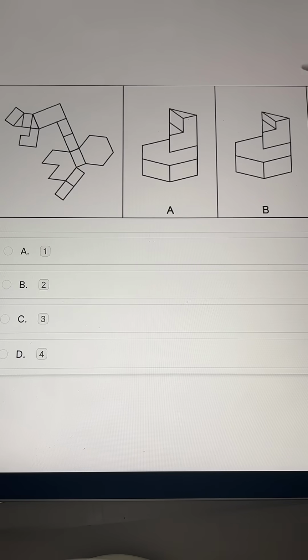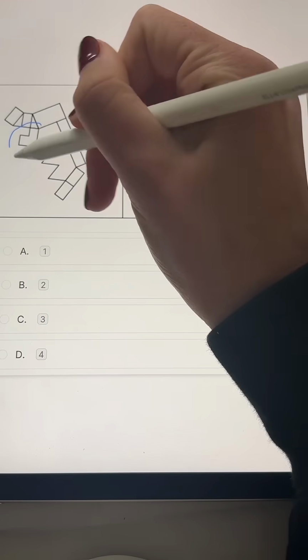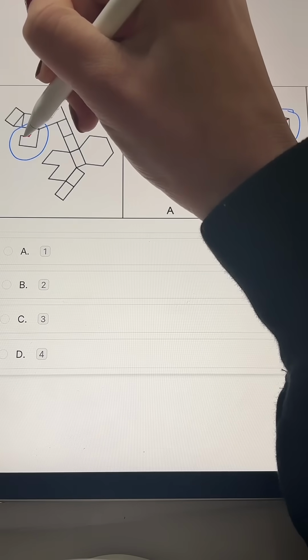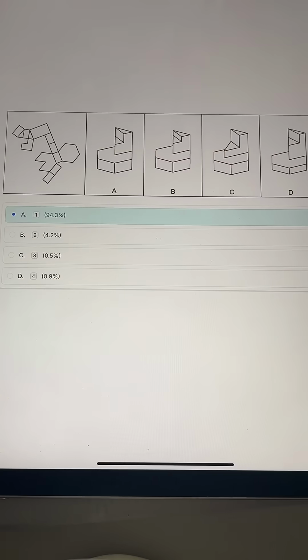Now I've narrowed it down to A and B. I notice the difference between them is that shape. Comparing it to the main figure, I see that the line in B is much too small. Now I know I can cross B out, and I'm left with my correct answer, which is A. And I double checked with Booster Prep, and that's correct.